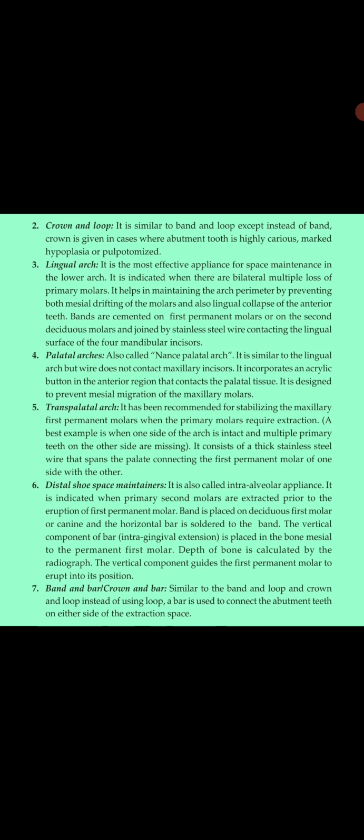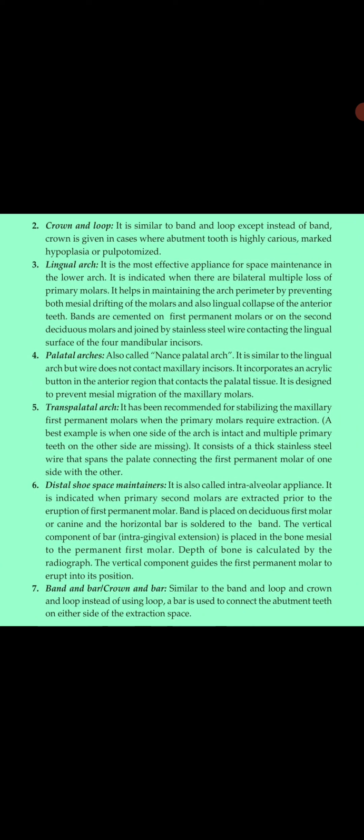It consists of thick stainless steel wire that spans the palate and crosses the palate, connecting the first molar of one side with the other side. Sixth is the distal shoe space maintainer. Very, very important. It is also called an intraalveolar appliance because it is given inside the socket.